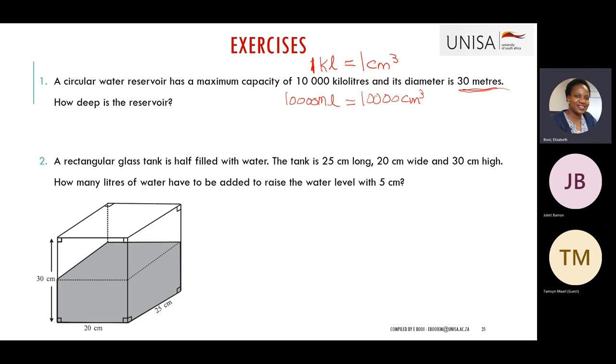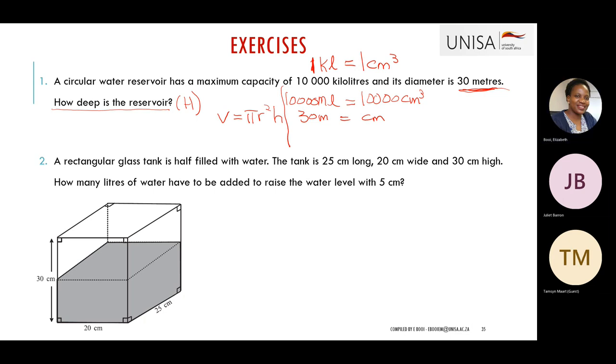To centimeters, so that we work with the same unit, centimeter cube, they will be one and the same. Now, they want to know how deep, it means height, right? So we are told the volume of this circular reservoir, which is pi r squared times height. And we are told that the diameter, we need to convert 30. So that's the other thing. We need to convert 30 meters to centimeters. So that is the length conversion.